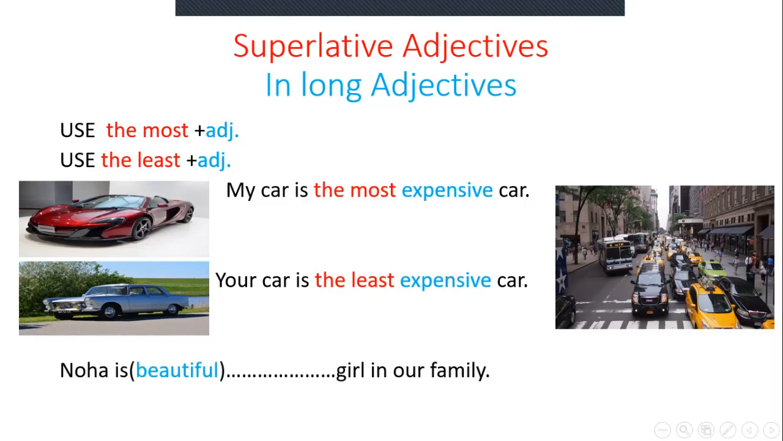Look at this exercise. Noha is dash girl in our family. Here we will use the adjective beautiful to compare between Noha and all the girls in her family. This means that we make comparative or superlative? Great, excellent. Here we make superlative. Noha is the most beautiful girl in our family.